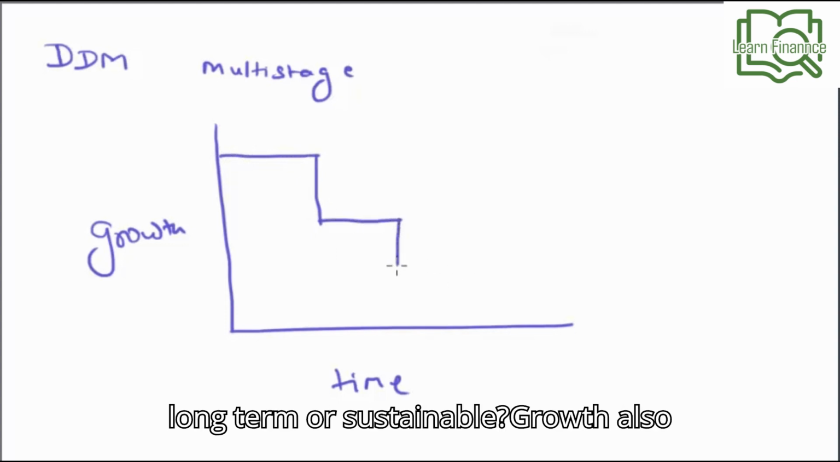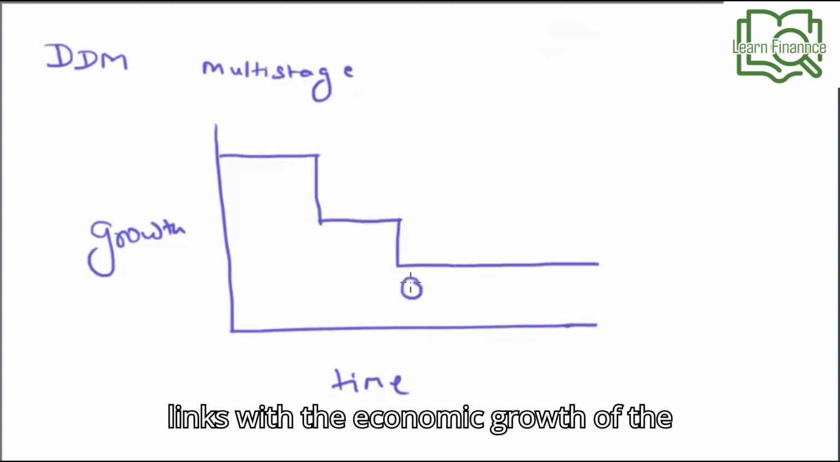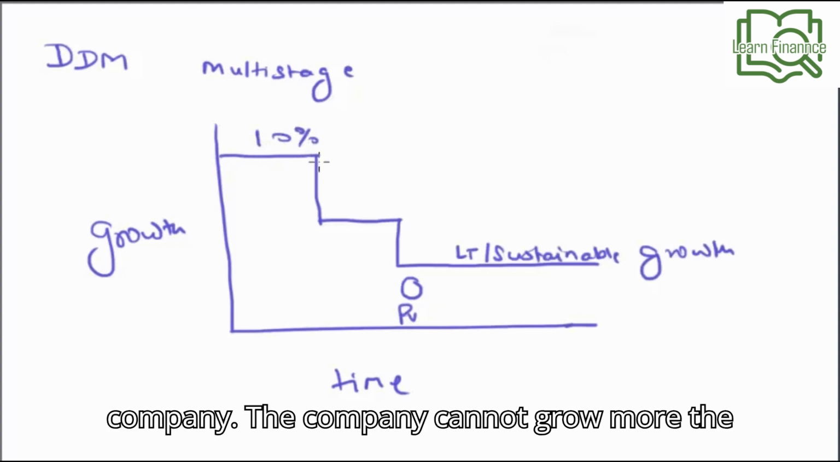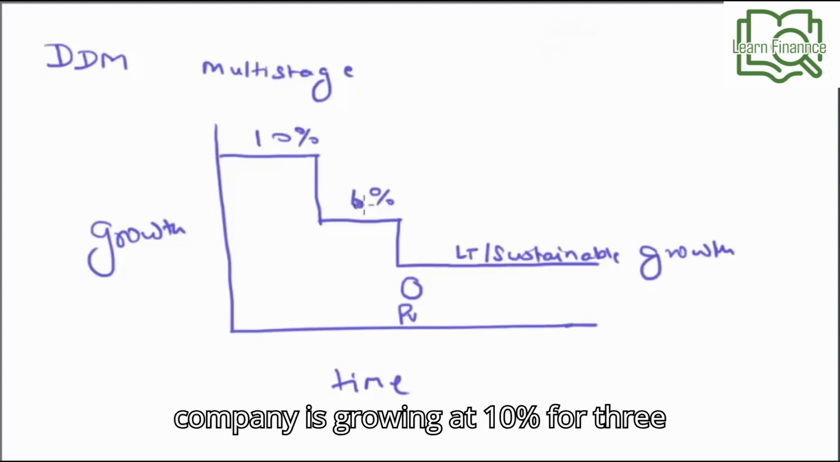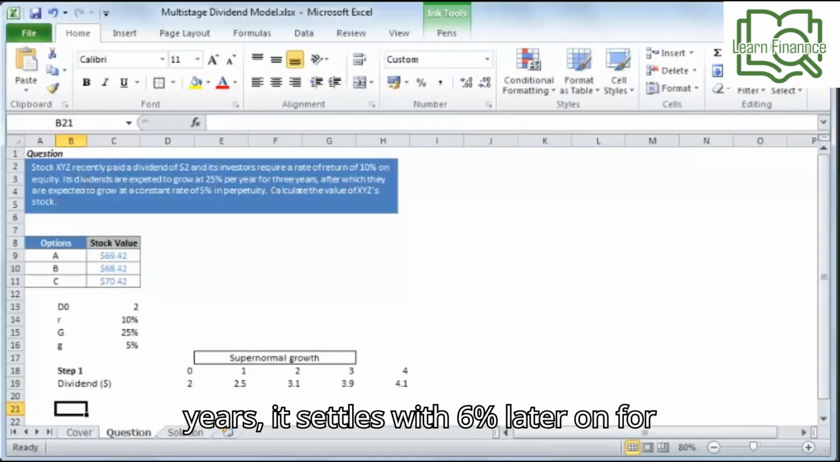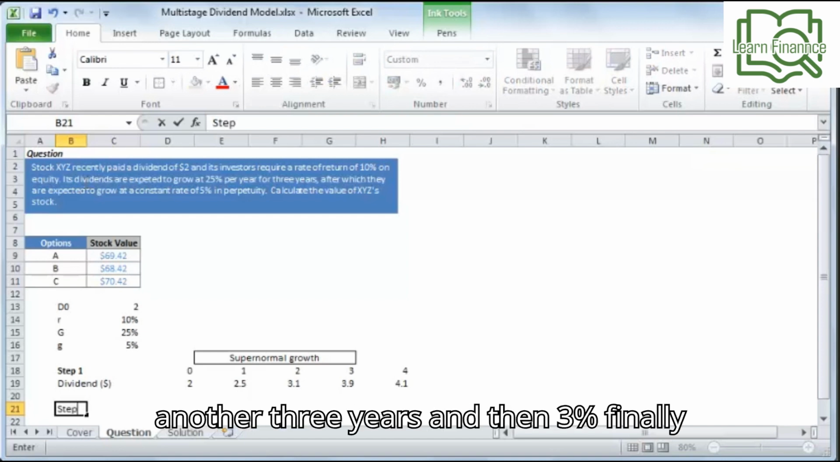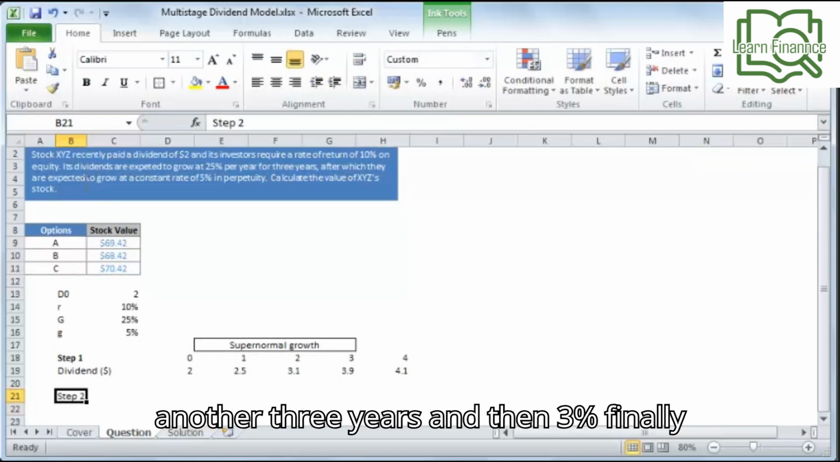The long-term or sustainable growth also links with the economic growth of the company. The company cannot grow more than the economy till perpetuity. The example is, a company is growing at 10% for 3 years, it settles with 6% later on for another 3 years, and then 3% finally in perpetuity.